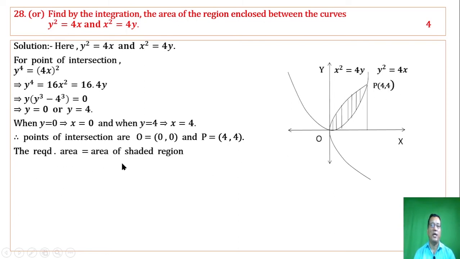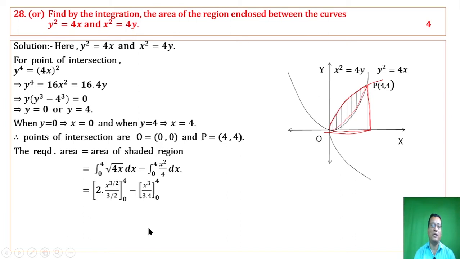The required area of the shaded region is the difference of two regions: the area formed by this parabola on the x-axis, then the area under this curve, minus which we get the required area. We construct this definite integral and evaluate and find out their value. 16 by 3 square units.